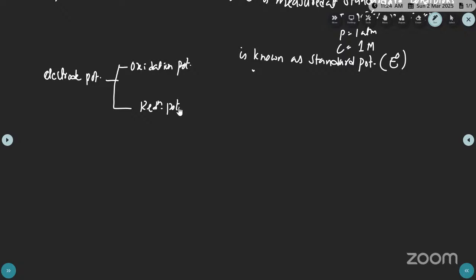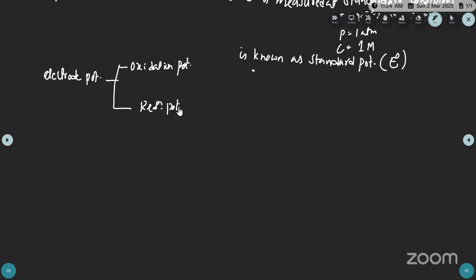Electrode potentials are classified into two types. What are they? So every electrode has some potential, isn't it? It may be of two types: oxidation potential and reduction potential.